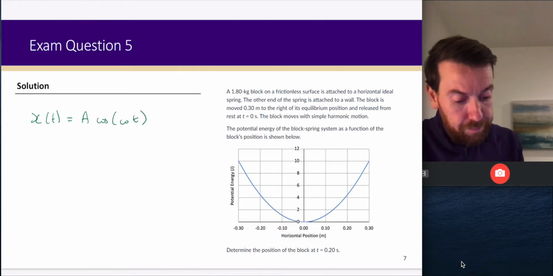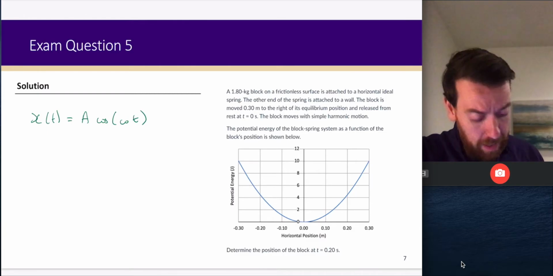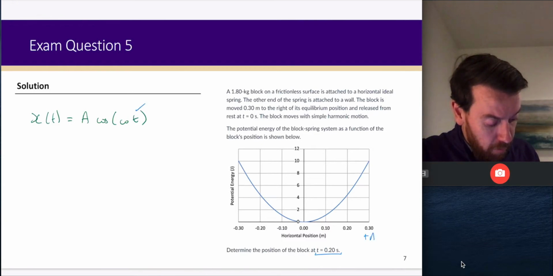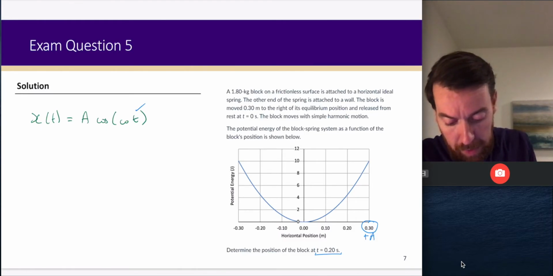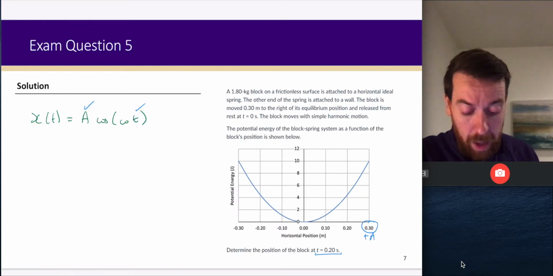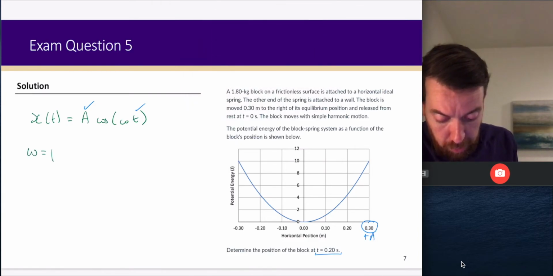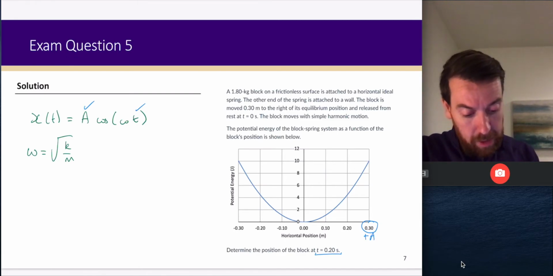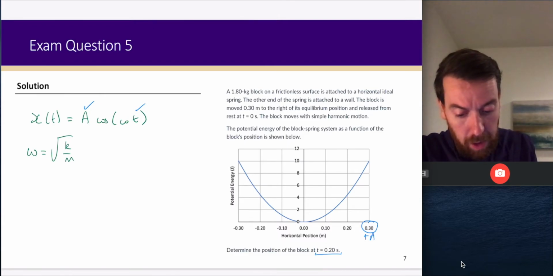So if we think about the expression for the position, x of t is equal to A cosine omega t. We have some of these quantities, so we're trying to solve for x at t equals 0.2 seconds. So we have the time. We know that the positive amplitude here is 0.3 meters, so we also have the amplitude. What we don't have is omega. But as we saw in the introduction slide, omega is the square root of k over m. Do we have enough information to solve for omega? We don't have the spring constant, but we do have the mass of the block.